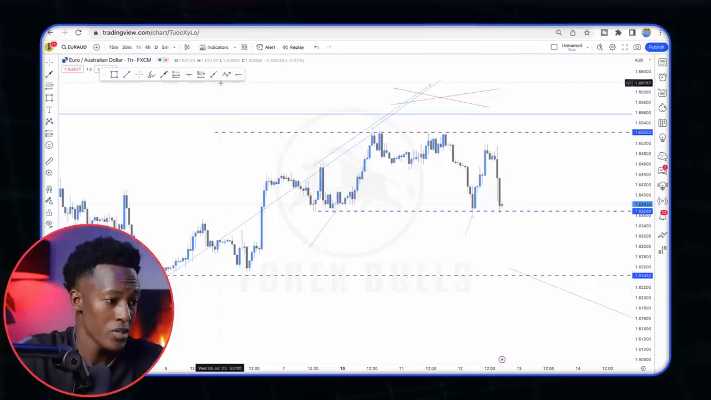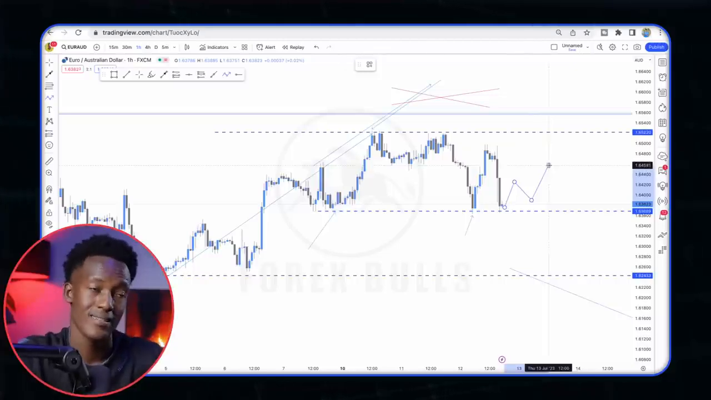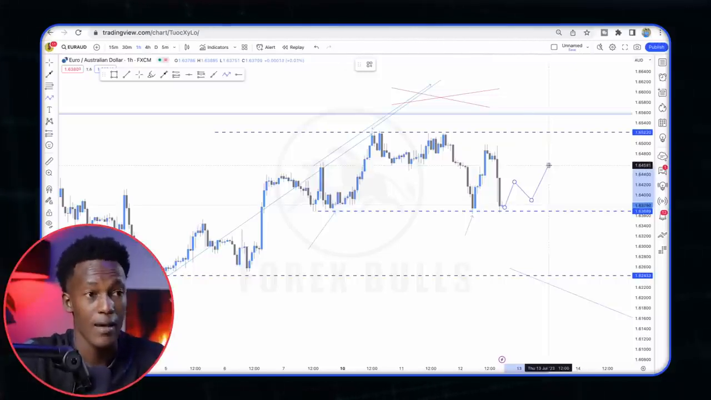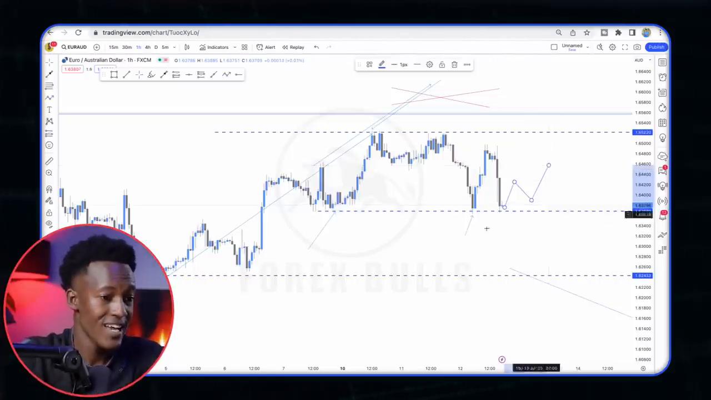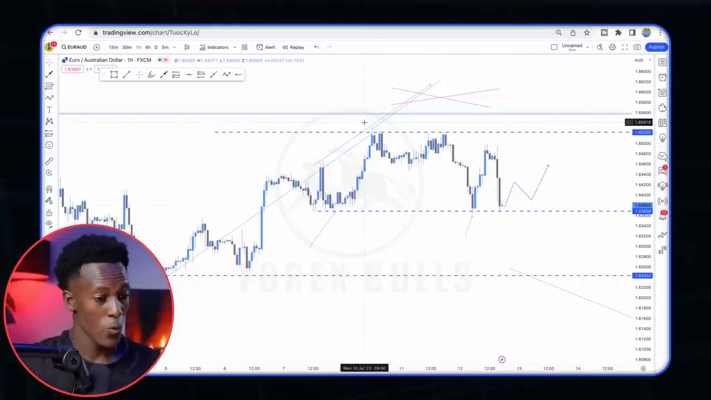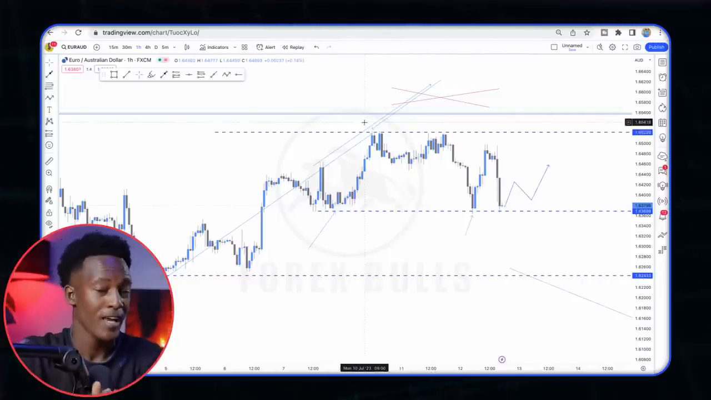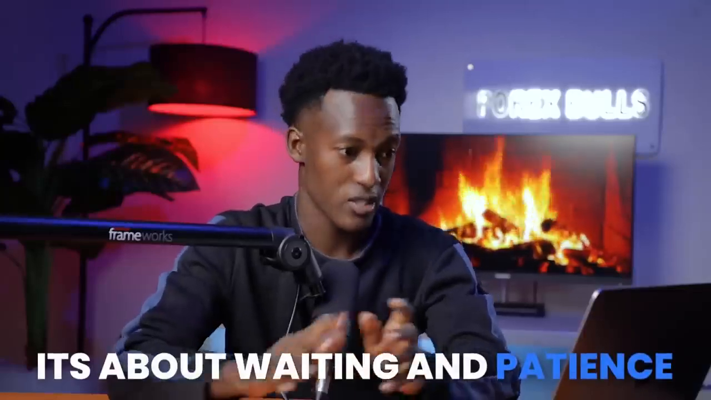So guess what? We could obviously expect the price to bounce off, because remember, once it happens once or twice, it could actually happen another time. Again, on the other side, remember we were seeing some reaction. So we are not going to conclude that it's time to take a buy or sell. No, it's about waiting and patience. So let's go back and see now what's happening.